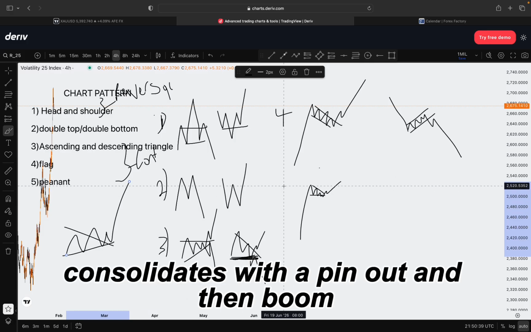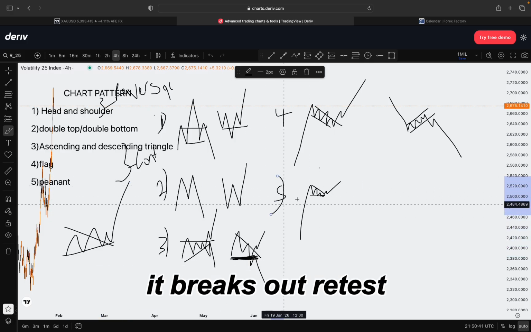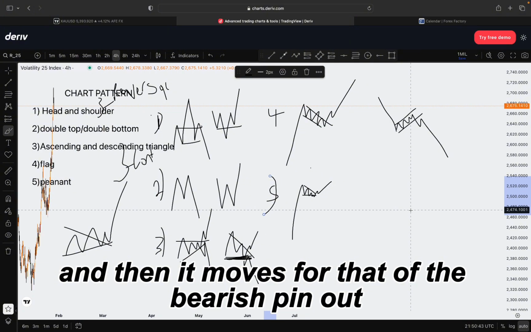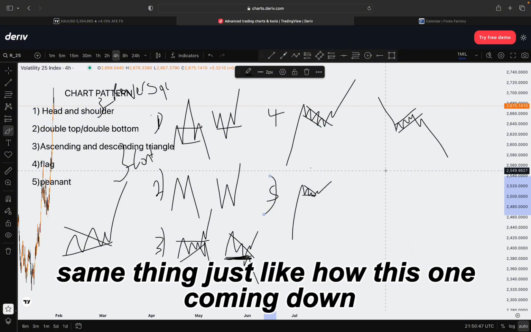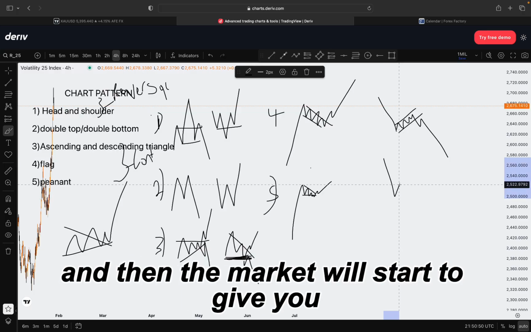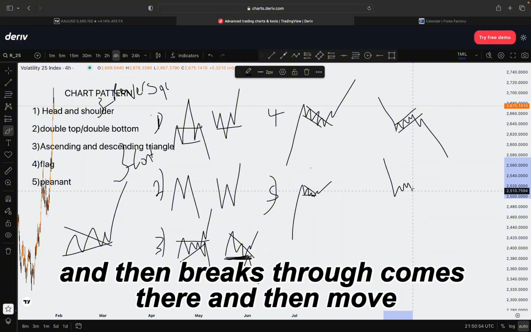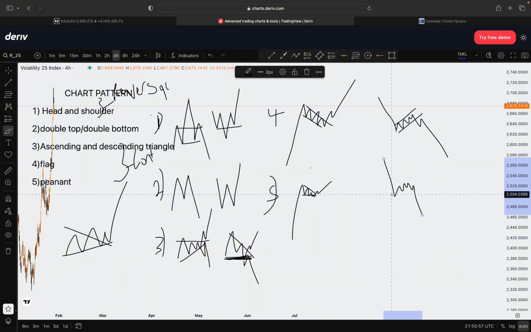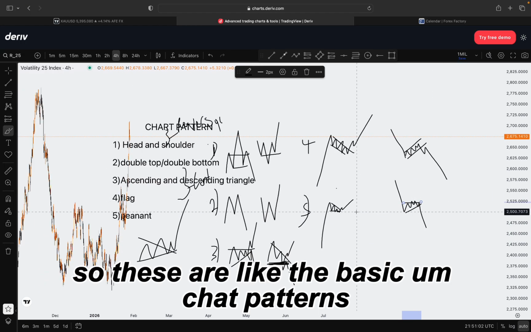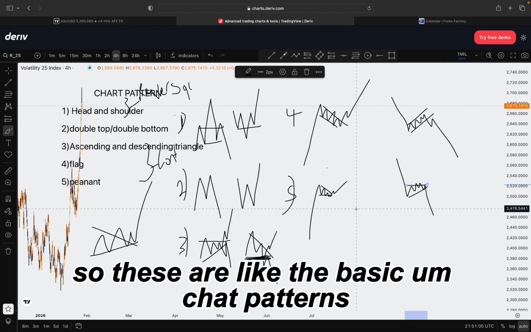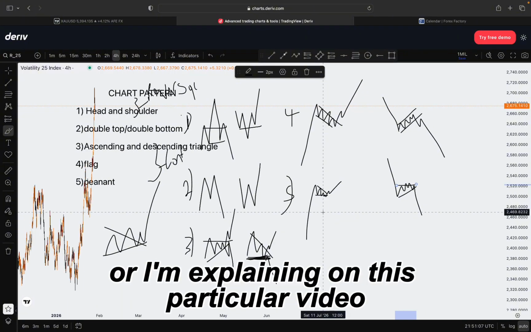Consolidate with the pennant and then boom, it breaks out, retests, and then it moves. For the bearish pennant, same thing, just like this one, coming down, and then the market will start to give you something like this, and then breaks through, comes there, and then moves. All right. So these are the basic chart patterns I can explain on this particular video.